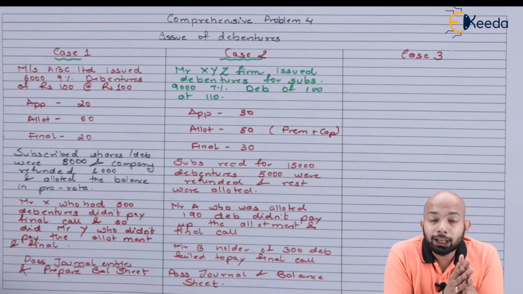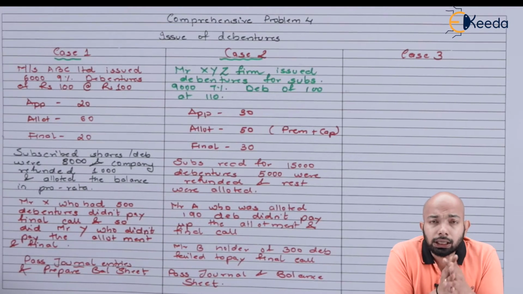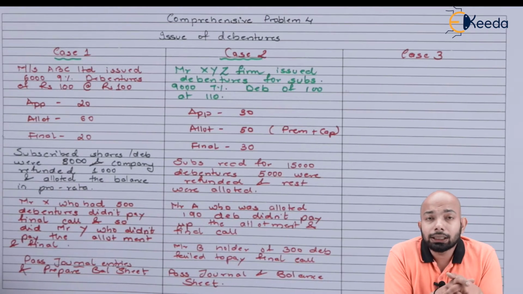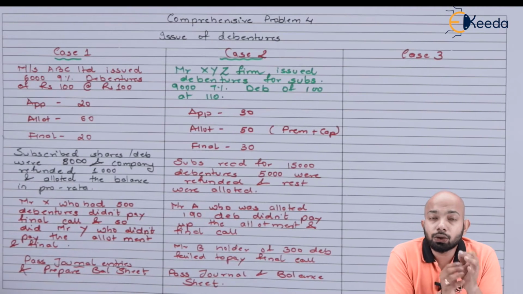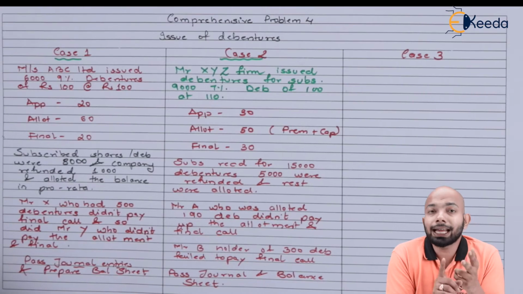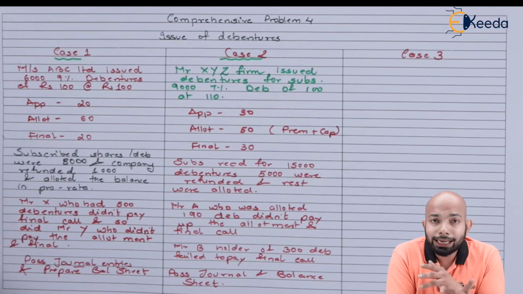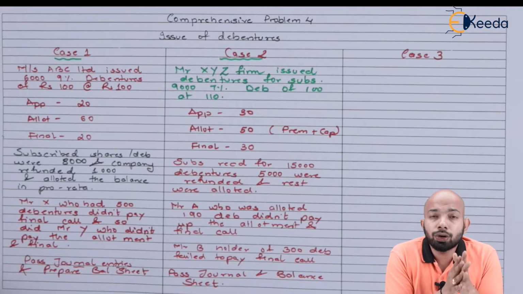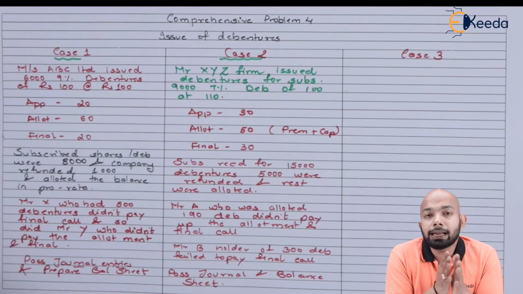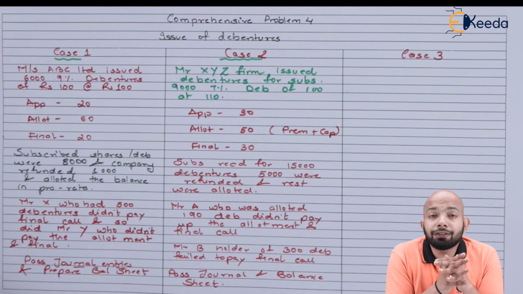Now, when the question says calls in arrears are supposed to be discussed here, there is Mr. A, the holder of 150 debentures, who didn't pay the allotment and the final call money, and there is another person who had around 300 debentures who didn't pay the final call money. So we need to pass the journal entries and the balance sheet. So this is what we have in case 2.